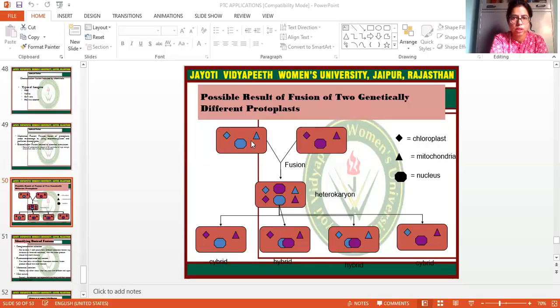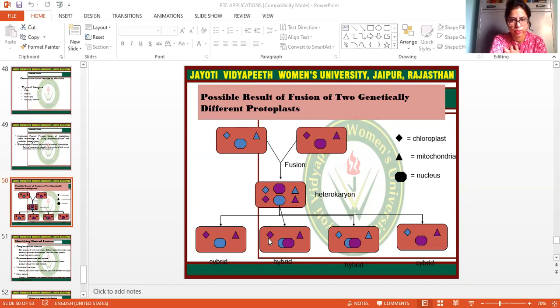There are possible results of the fusion of two genetically different protoplasts. You can understand the possible results from this diagrammatic representation. Here I am sharing the screen. There are two different protoplasts which have two different kinds of organelles. Whenever you fuse them, first of all it will create a heterokaryon.